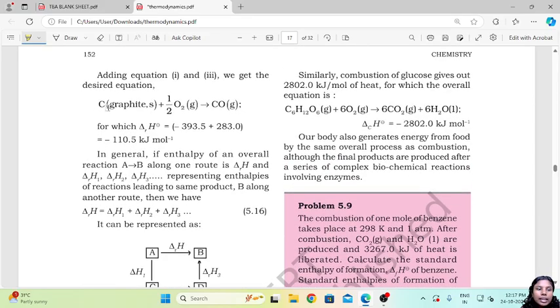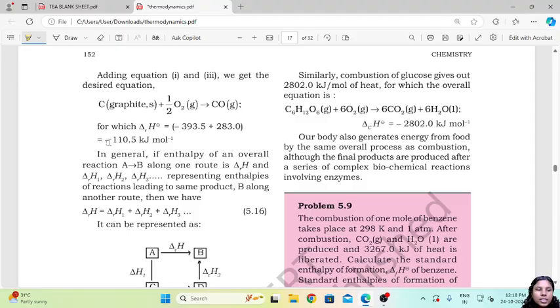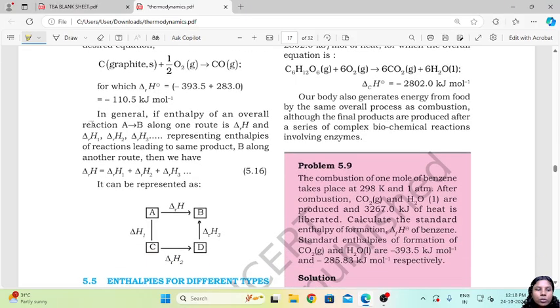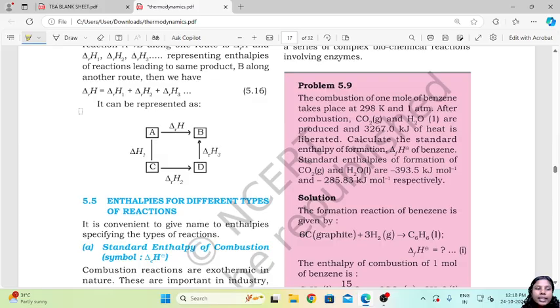So we have added carbon plus half O2 giving CO. For this, delta RH will be minus 393.5 plus 283.0, which gives us minus 110.5 kilojoules. In general, if the enthalpy of the overall reaction going from A to B along one route is delta RH, and delta RH1, delta RH2 and so on represent the enthalpies of the reaction steps leading to the same product B along another route, then delta RH will be equal to the sum of all of those enthalpies.